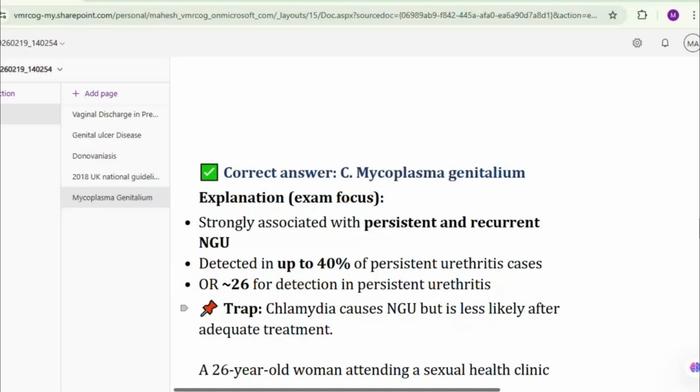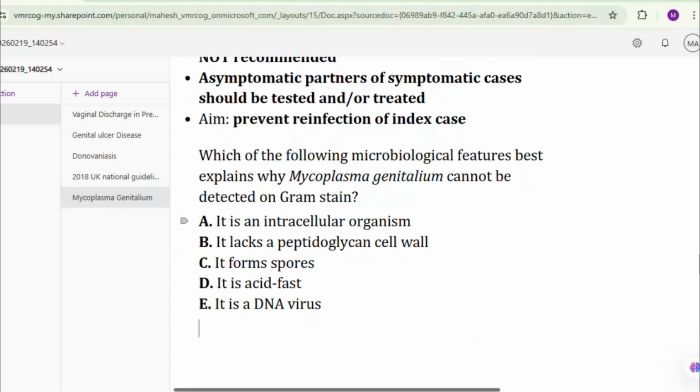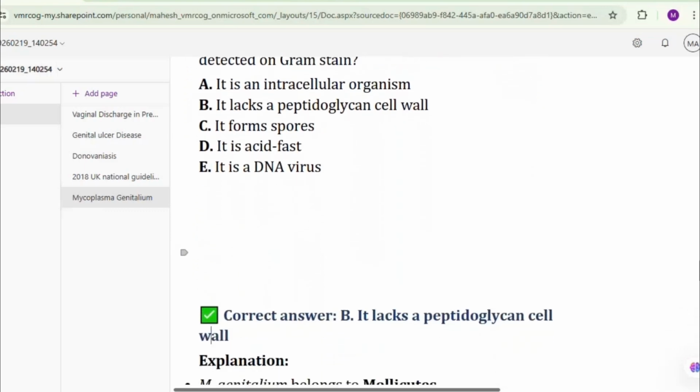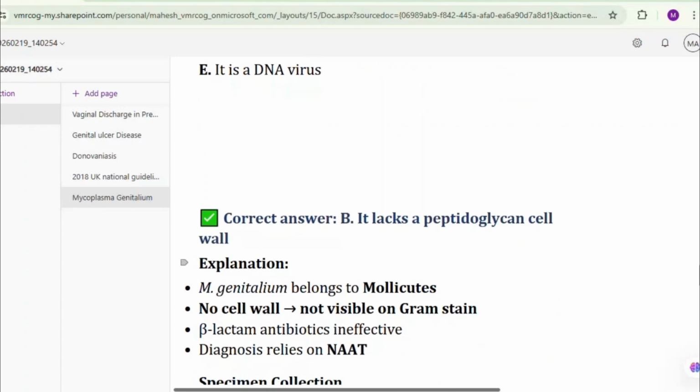Which of the following microbiological features best explains why Mycoplasma genitalium cannot be detected on Gram stain? It is because it lacks a peptidoglycan cell wall. Correct, very good. Actually, this is a Part 1 MRCOG question. So it lacks a peptidoglycan cell wall.